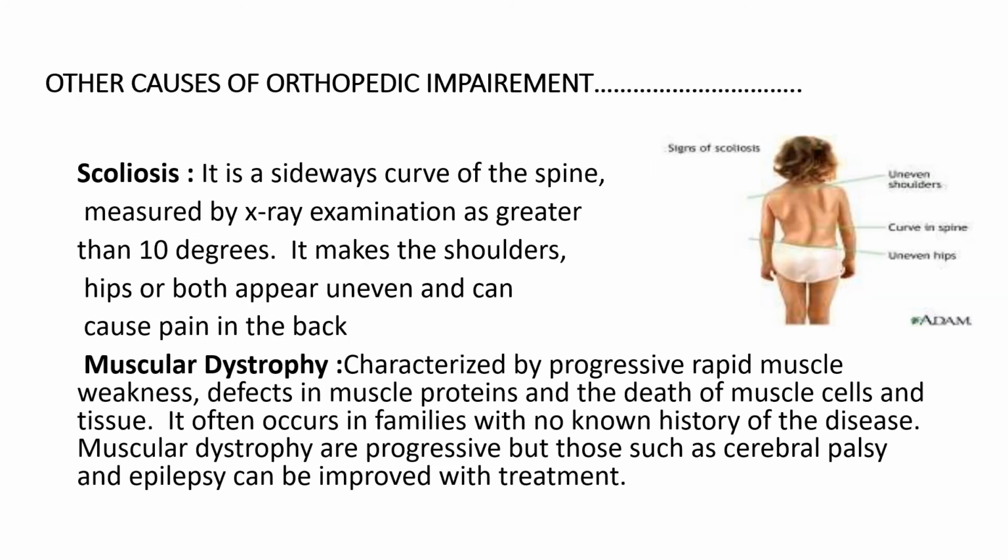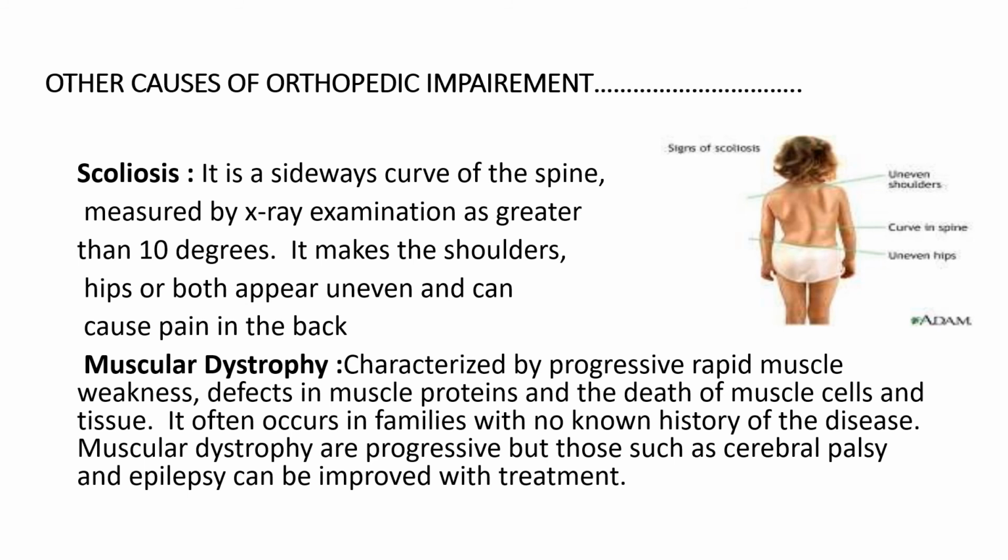Other causes of orthopedic impairment are scoliosis. It is a sideways curve of the spine measured by X-ray examination as greater than 10 degrees, which you can see in the figure. It makes the shoulders, hips or both appear uneven and can cause pain in the back.